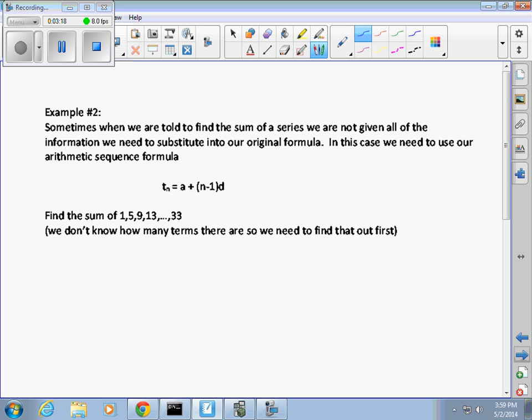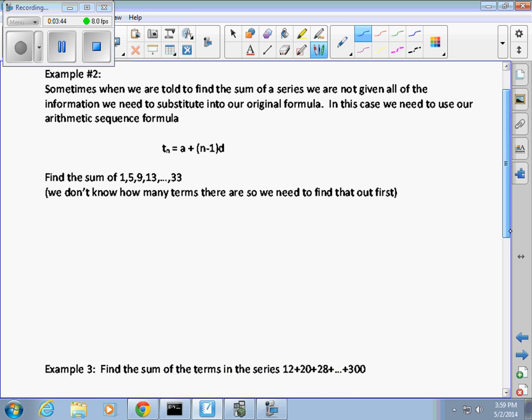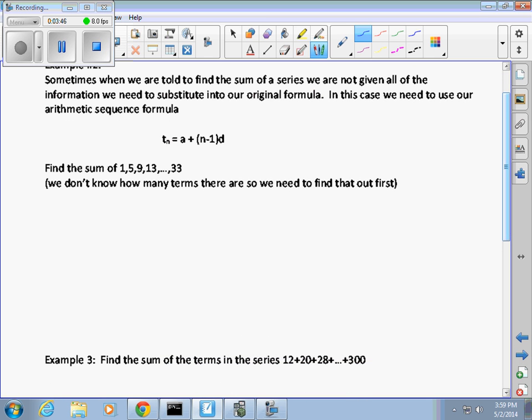So example 2, it says sometimes when we are told to find the sum of a series, we are not given all of the information. So that's what I was just saying. And you need to substitute into our original formula. In this case, we need to use our arithmetic sequence formula. And I mentioned that last day, that this Tn formula is used in many different ways to find many different things. So for example, in this one it says find the sum of 1, 5, 9, 13, up to 33. So if we're thinking about our sum formula, we want to find the sum. It's given us our first term, it's given us our last term, but it has not told us how many terms are in between there.